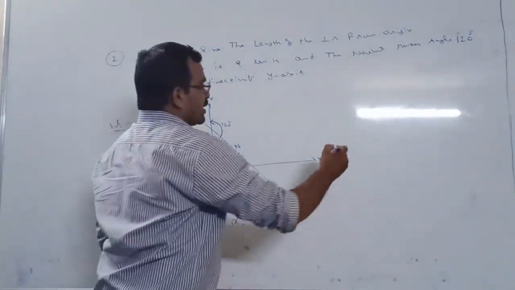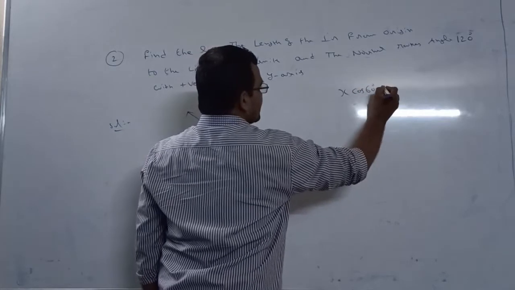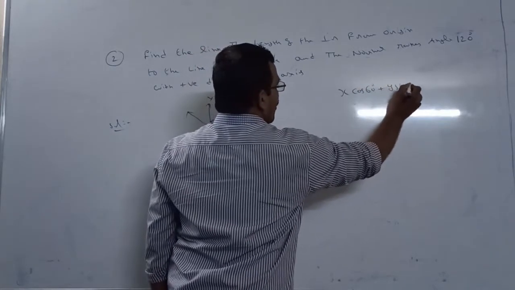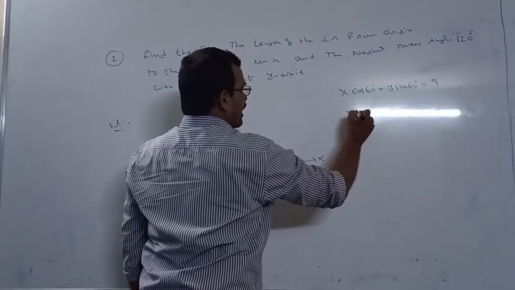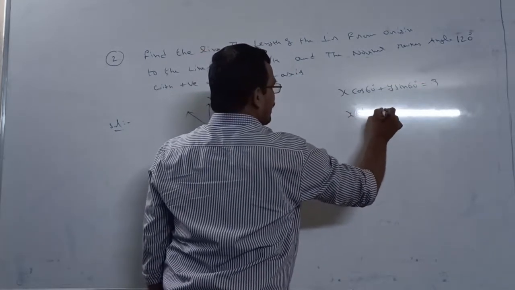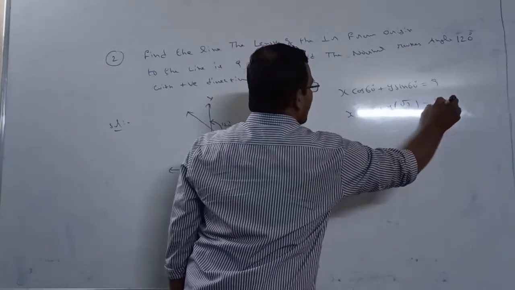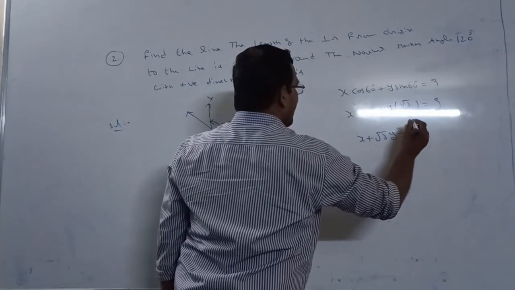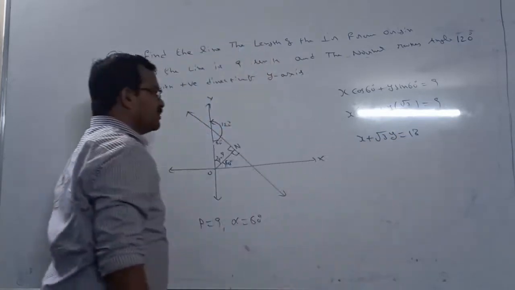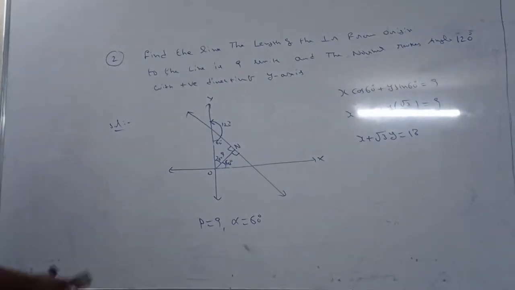In this case, the required equation is x cos 60 degrees plus y sin 60 degrees equal to 9. x into 1 by 2 plus y into root 3 by 2 equal to 9. So x plus root 3y equal to 18. Next.